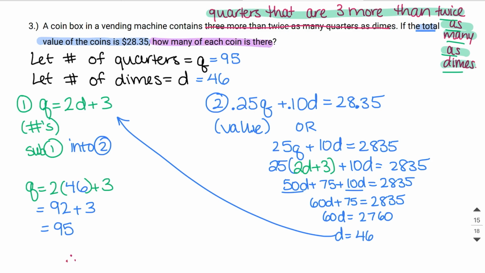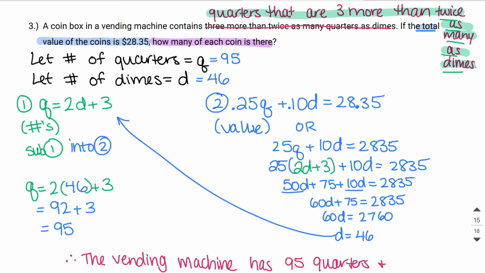So I'm going to write my therefore statement. The vending machine has 95 quarters and 46 dimes.